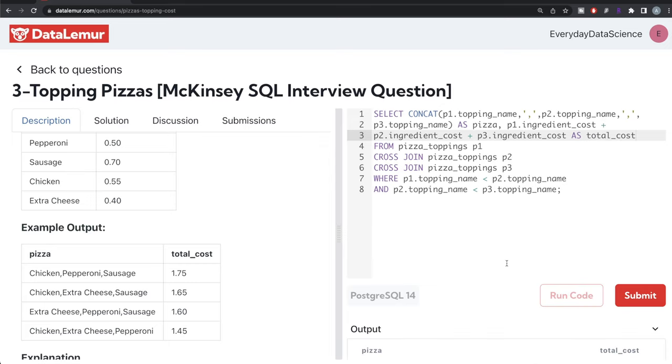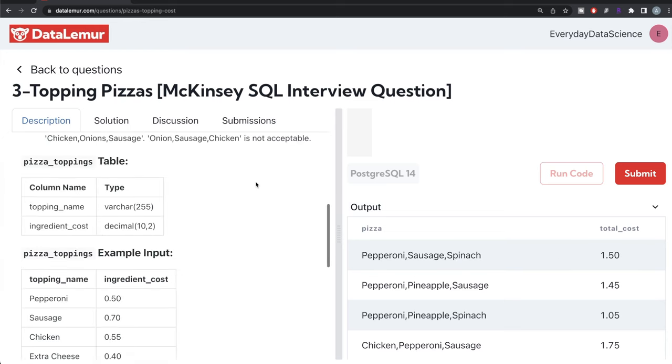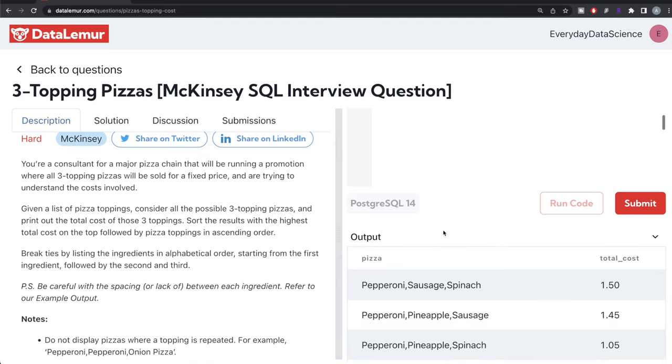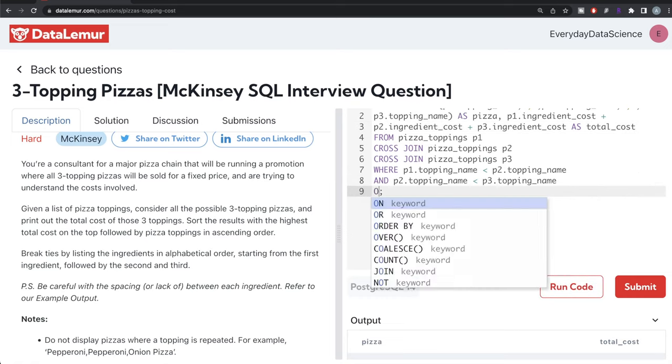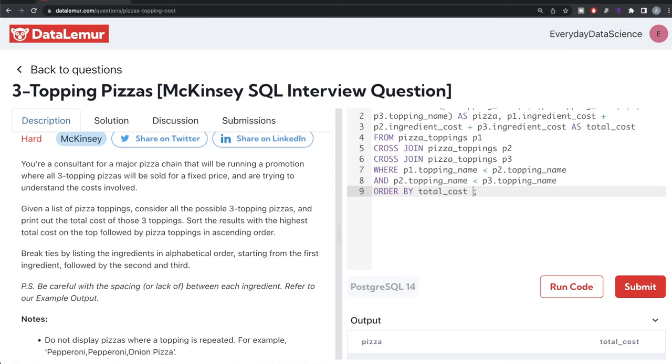Let's see what we are having up till now. So you have different combinations. If you look at it, you have the alphabetical order of the three toppings and the total cost. Now the question reads, there are two things we need to sort. Sort the results with the highest total cost, so order by total cost in decreasing manner, followed by pizza toppings in ascending order as well, right? So we need to write order by total_cost in descending manner, and then pizza in ascending manner.